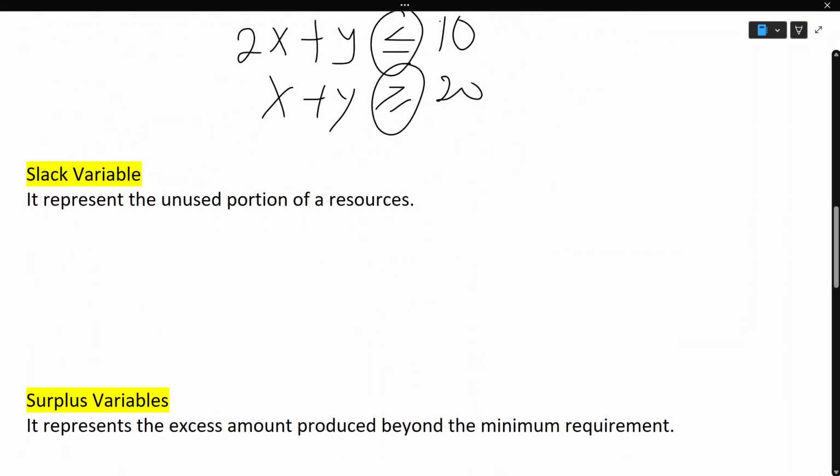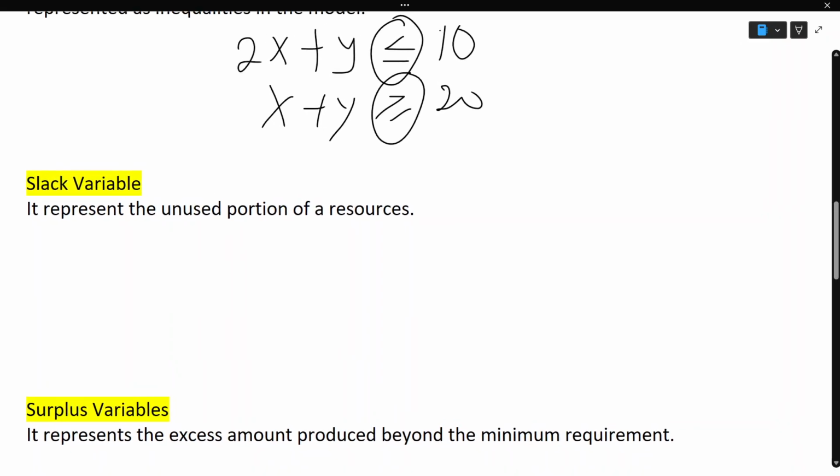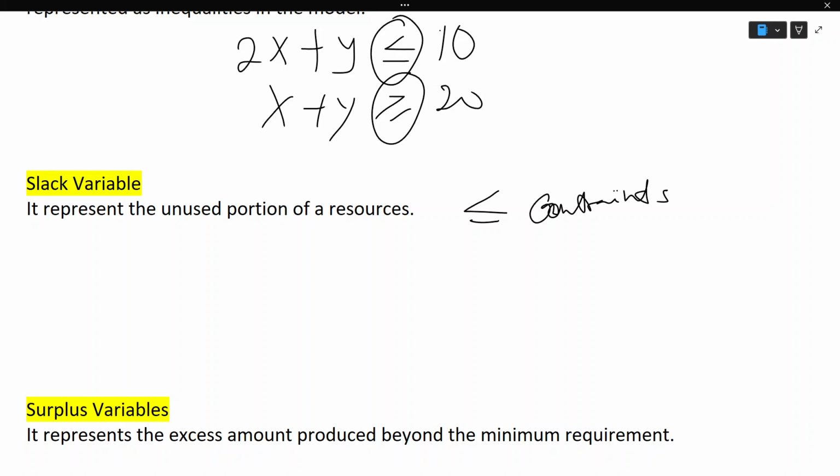Then what is a slack variable? A slack variable represents the unused portion of a resource. Slack variables are normally introduced in the less than or equal to constraints, and also represent the leftover after satisfying the requirement.